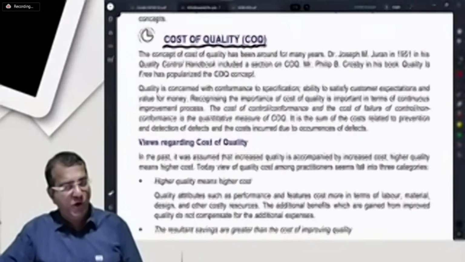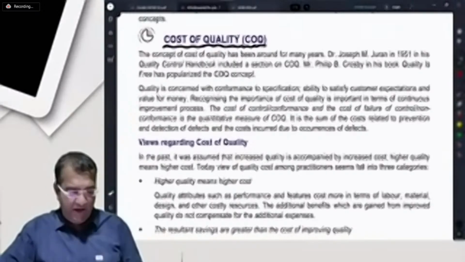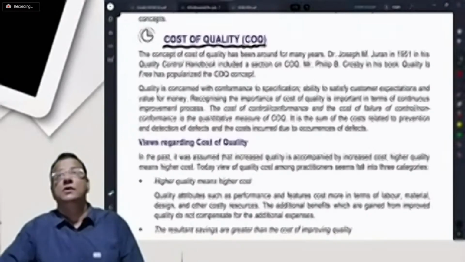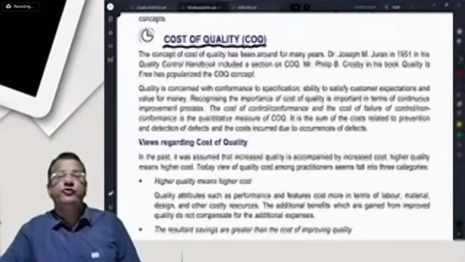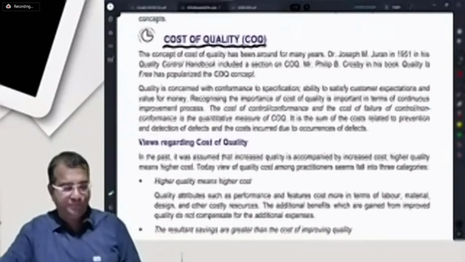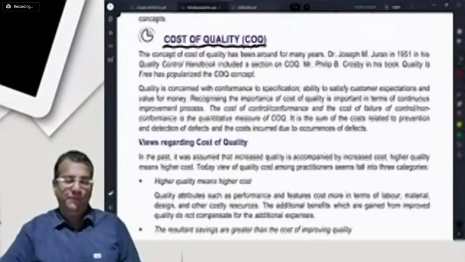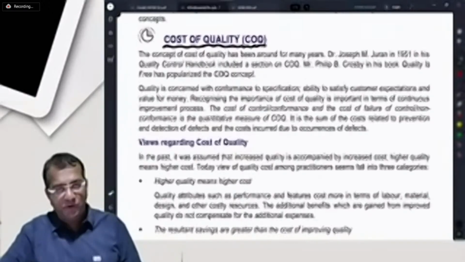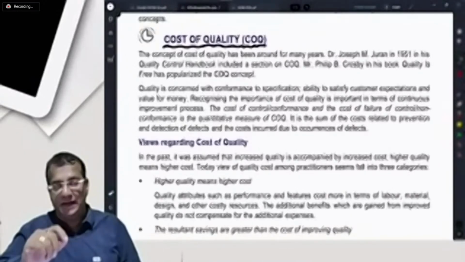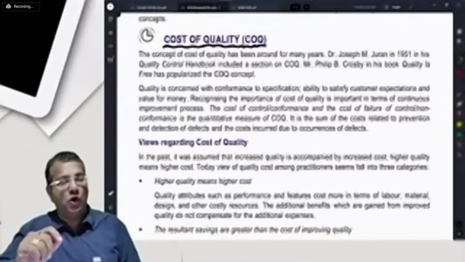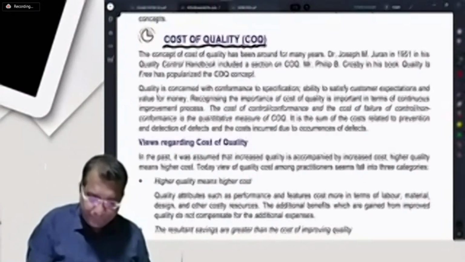Write down the very first point, a simple point. It's also known as quality cost. So first of all, I will give you some examples. Based on that, you should decide in which situation quality cost will be higher.